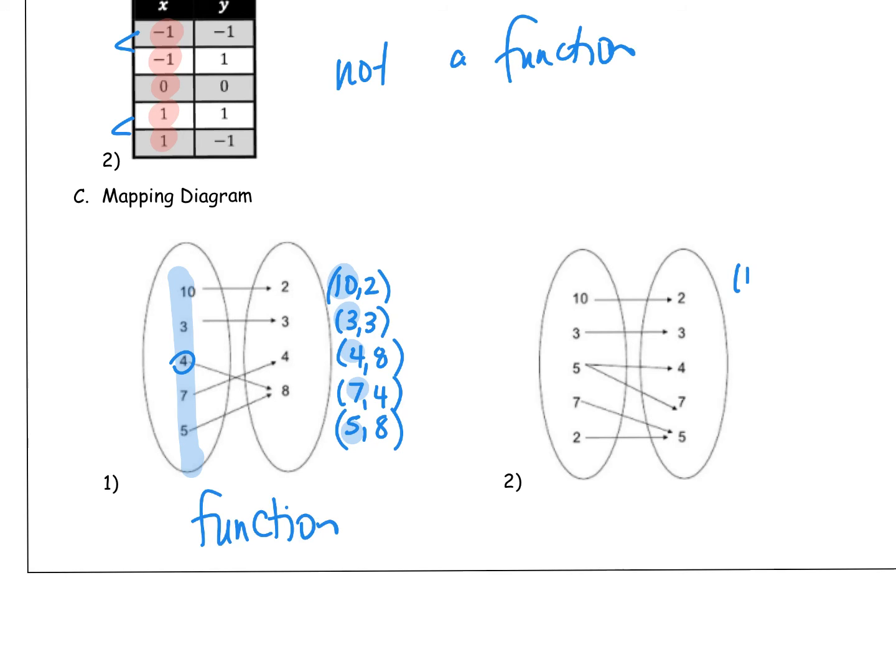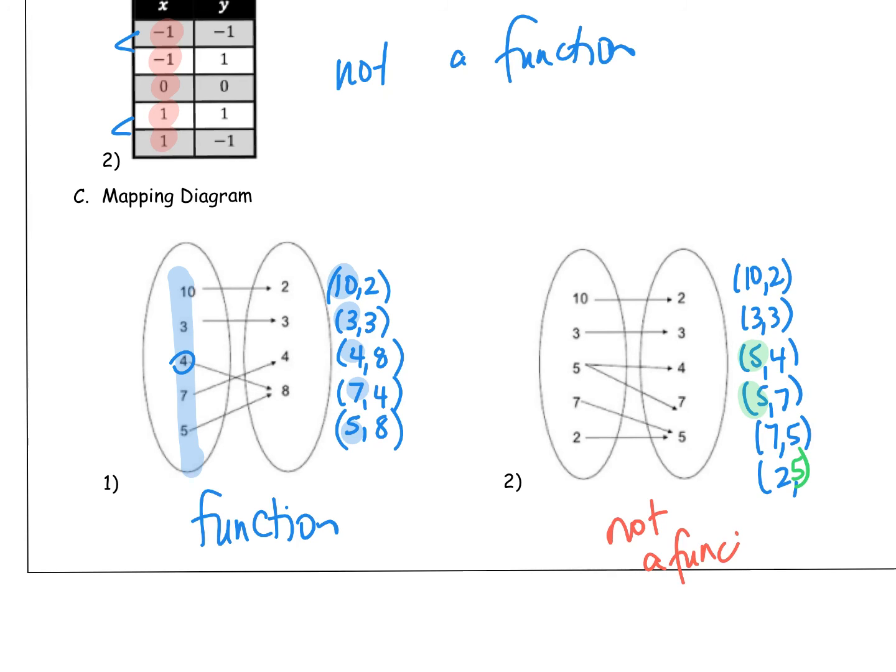This guy over here, 10 is going to 2, 3 is going to 3, 5 is going to 4, 5 is also going to 7, 7 is going to 5, and 2 is going to 5. So you can see that we have a repetition in my x values there, so this is not a function.